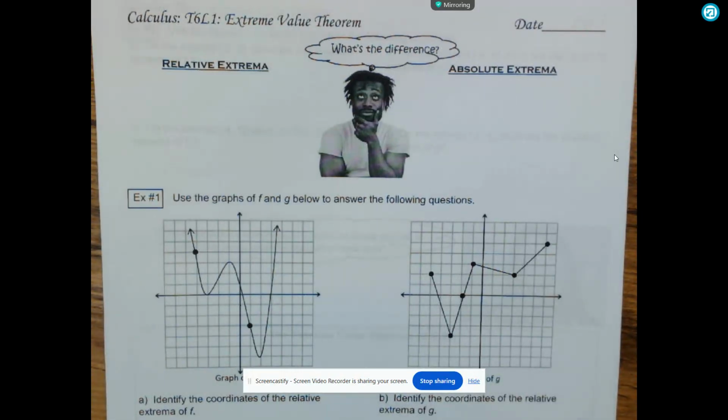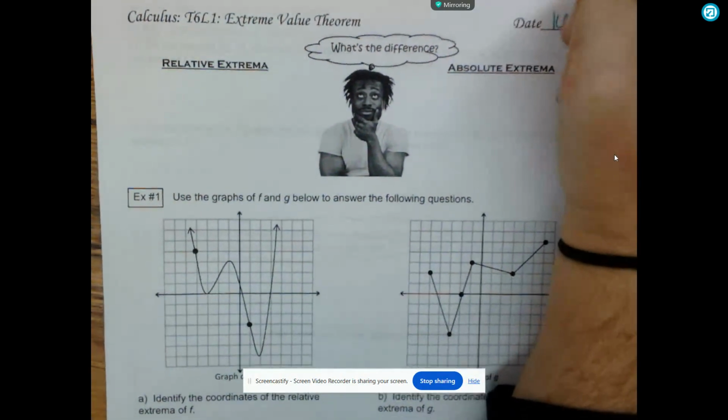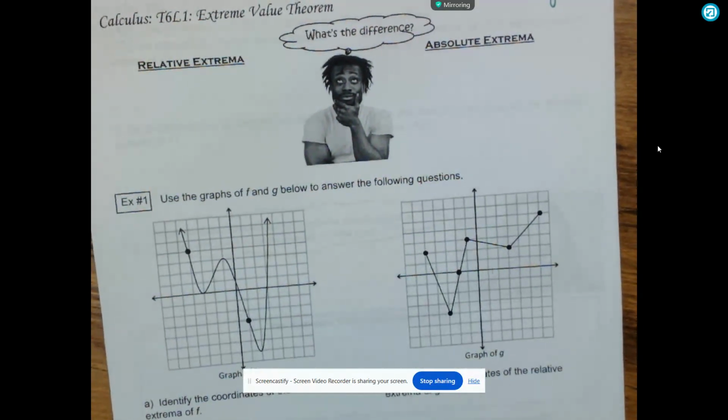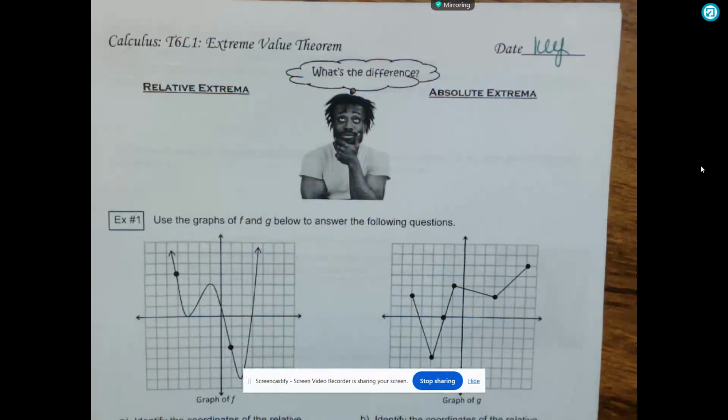All right. So the extreme value theorem is talking about basically our extreme values of a graph. The first several that we do are going to be based on a graph, and then we're going to jump into what we do if we don't have a graph. Everybody has one? We good? Okay. All right. Relative extrema.